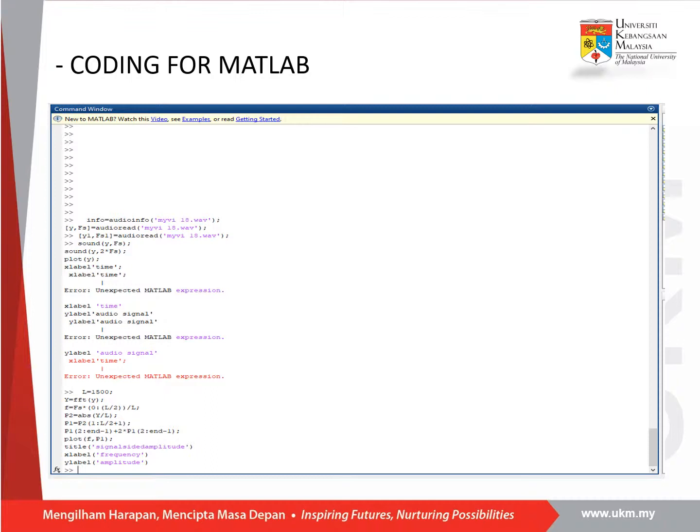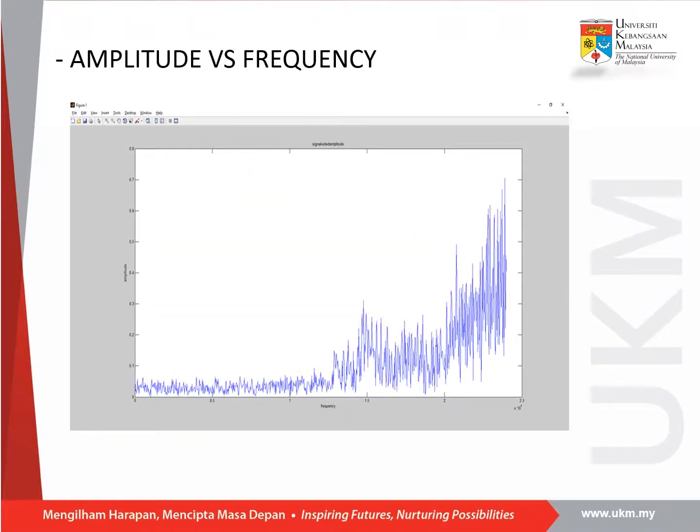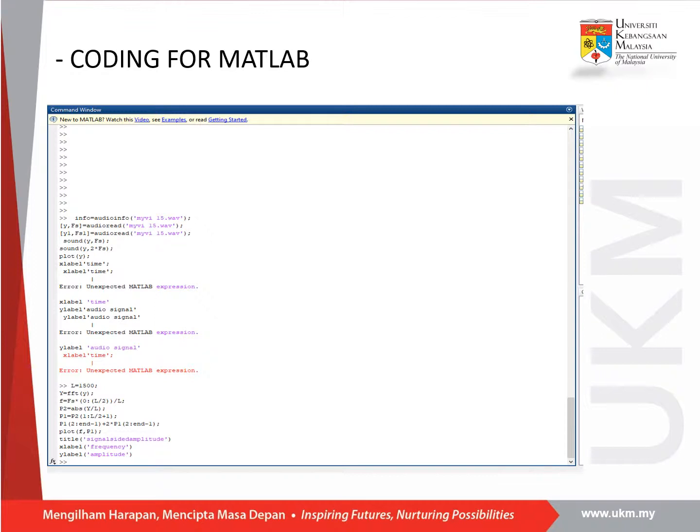And after that, we just need to repeat the same steps for the other two sounds. This is for the MyV 2015, the audio signal versus time graph, and this one is the amplitude versus frequency for the MyV 2015. Okay, this is the MATLAB code for the MyV 2015.